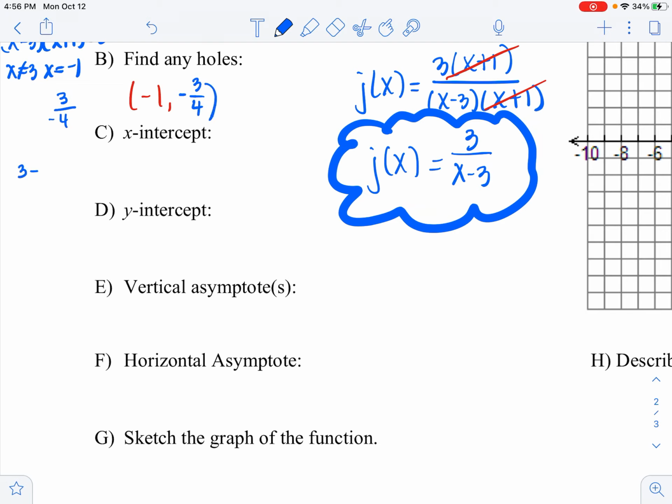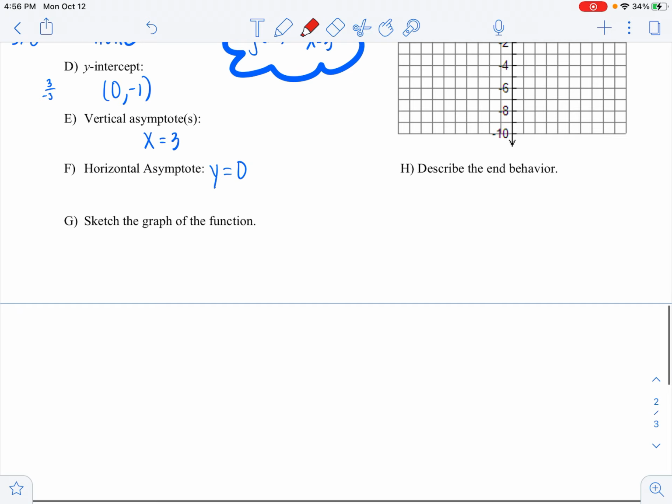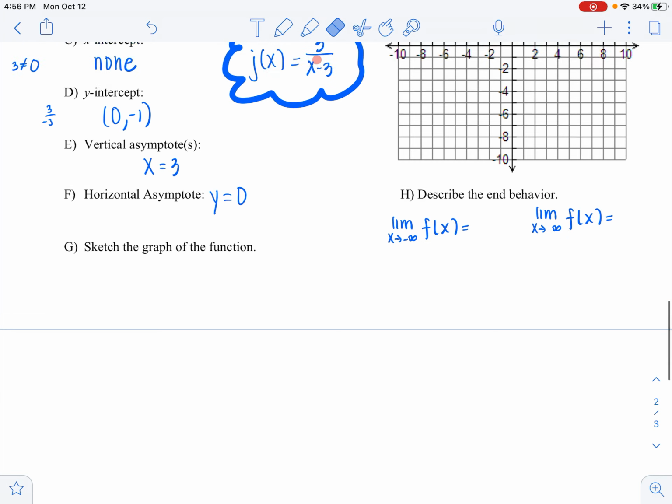X-intercepts, set your numerator equal to 0 and solve is the shortcut, but I can't solve for x if there is no x, so there's no x-intercepts. Y-intercept, plug in 0 for x and see what you get for y. You get 3 over -3, which is -1. Vertical asymptote, set your denominator equal to 0 and solve. You get x equals 3. Horizontal asymptote, compare your degrees. This time, the denominator is bigger, so y equals 0. And then once again, I can do my end behavior right now because I know what my graph is going to follow.